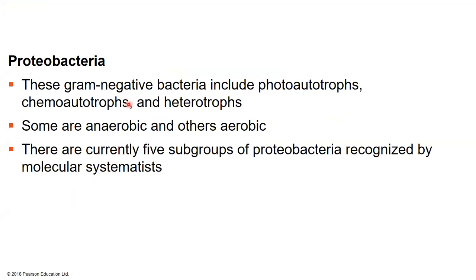Proteobacteria includes gram-negative bacteria that are considered photoautotrophs, chemoautotrophs, and heterotrophs. Some members of this group can grow in the absence of oxygen, and some in the presence of oxygen. Okay.